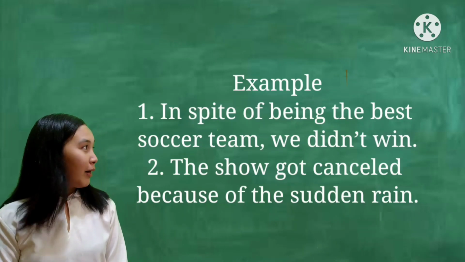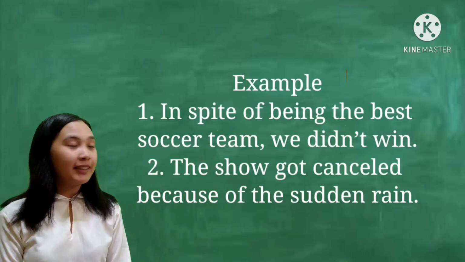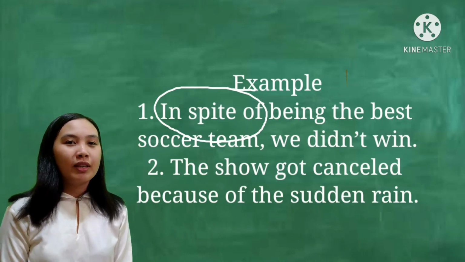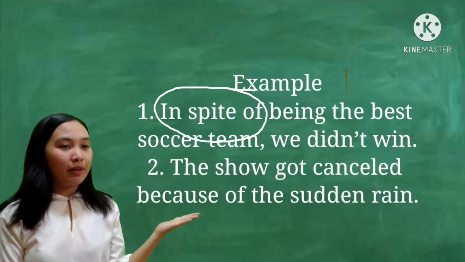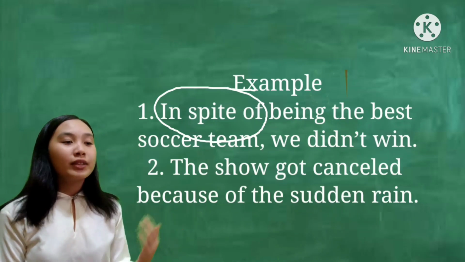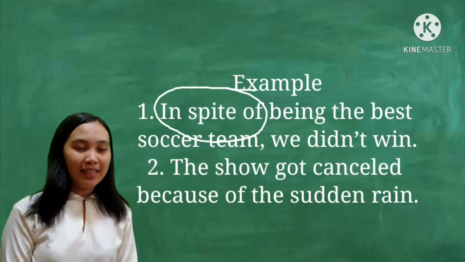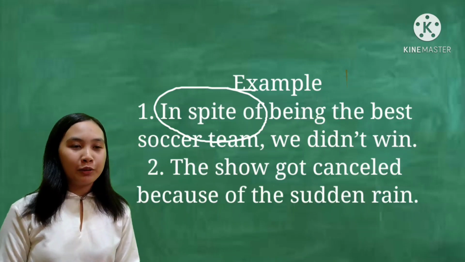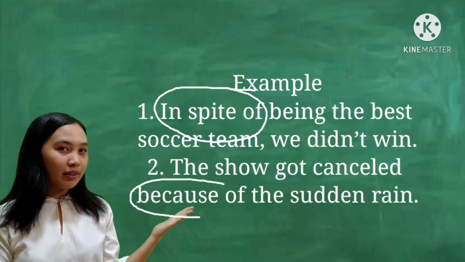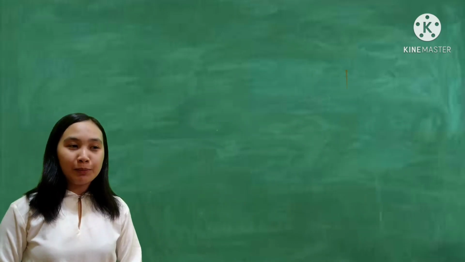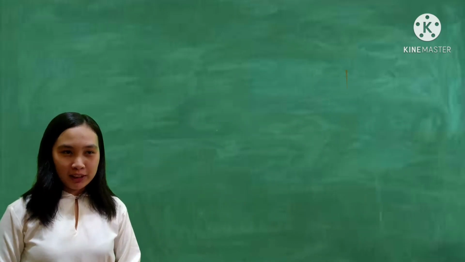That's right, the phrase preposition in the sentence is the word in spite of. So the second example, the show got cancelled because of the sudden rain. So what is the phrase preposition in the sentence? Very good. The phrase preposition in the sentence is the word because of. So now let's proceed to the other types of preposition.